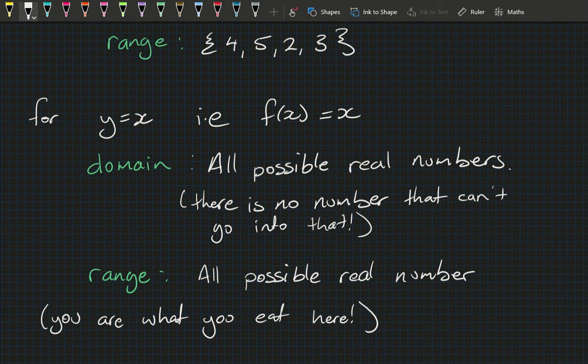And don't be confused, the list of objects in curly brackets or a statement like all possible real numbers are both sets. We just state this one in a sentence. You're going to be there for a long time if you try and write out all the real numbers, right?